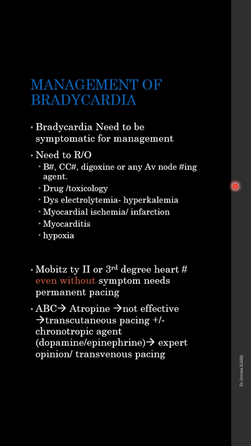Generally, the immediate management is look for airway, breathing, and circulation. Give atropine. Atropine is the first drug of choice. 1 mg IV stat. You can give maximum of 3 mg. Now, if it is not effective, start transcutaneous pacing or give chronotropic agent like dopamine or epinephrine. Take expert opinion. Rule out the causes. Put transvenous pacing.